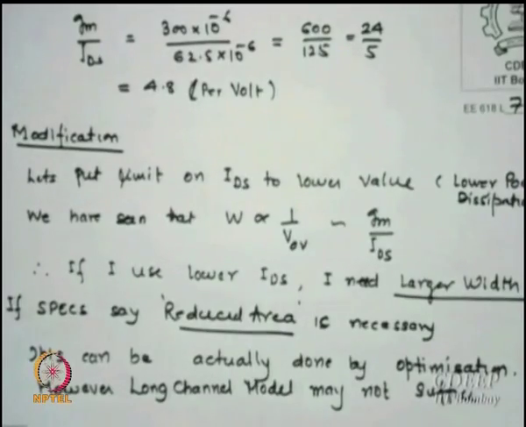You understand the design part, why I am showing all this? Because as a designer, these are the issues which will come before you. This can actually be done by an optimization. You can keep changing two values till you get reasonable area and reasonable power. However, the models available to you are only long channel models, and we said these are not the ideal models. So how do I optimize? That's the actual design issue.